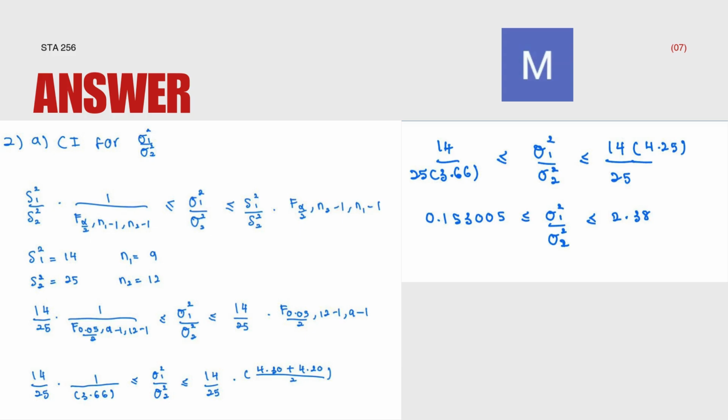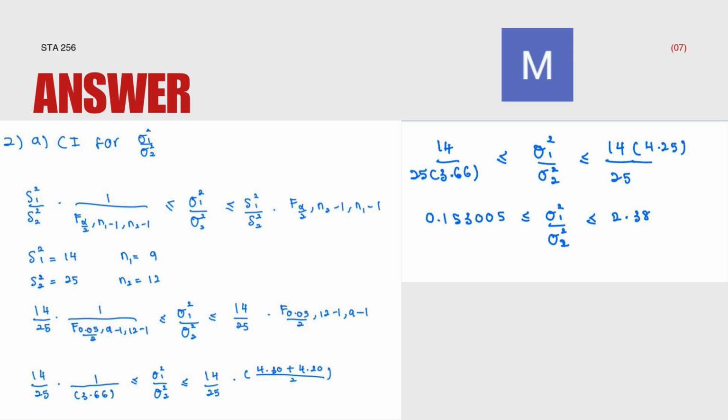So for the answer, we need to find the confidence interval for variance 1 over variance 2. So this is our distribution. So we need to identify the S1, S2, N1, and N2. So our S1 is 14, S2 is 25, N1 is 9, and N2 is 12.